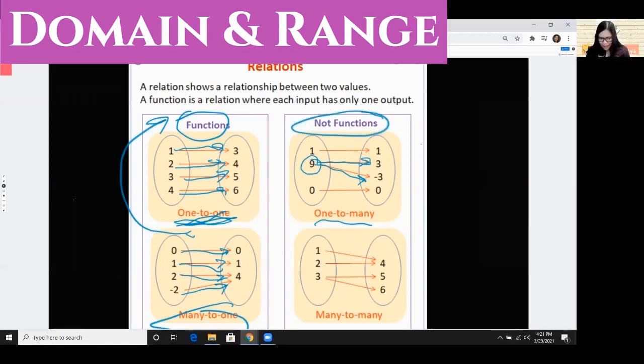Next one, we have many-to-many. Look at the positive 3. It corresponds to the 5 and the 6 on the range. So that means we use positive 3 twice to correspond it to positive 5 and 6. If we repeat it more than once, then it is a non-function. So take note of that, how to identify a given relation as a function or non-function.